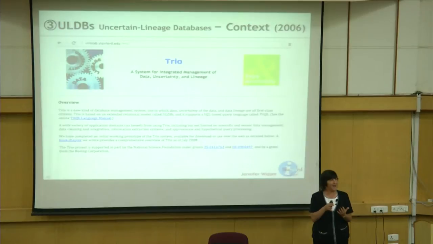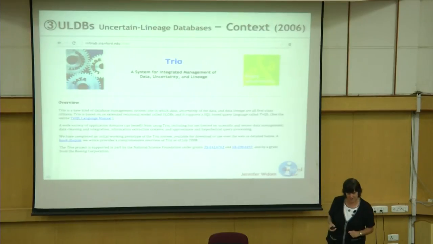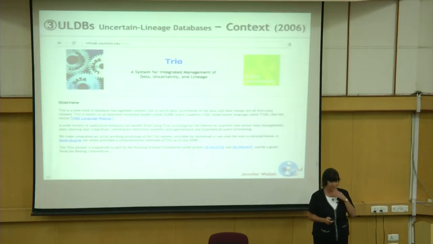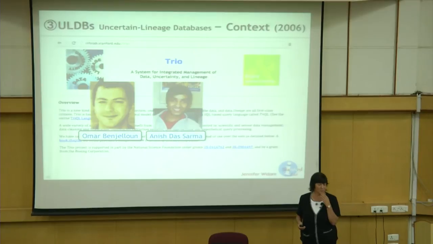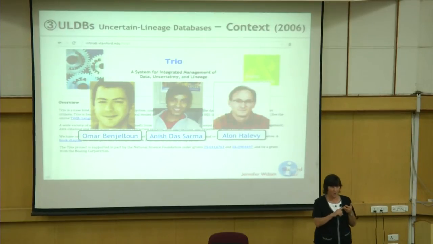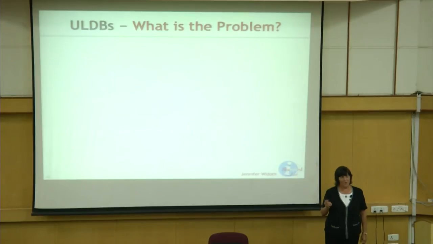And that was motivated by applications. We were thinking about scientific applications that have uncertain data, and they often need lineage. Entity resolution also. So we had a number of applications that needed these things, and that was the project. People who worked on this were Omar Benjelloun, Anish Das Sarma, who I'm told is an IIT Bombay graduate, and Alon Halevy. Okay, so what was the problem?